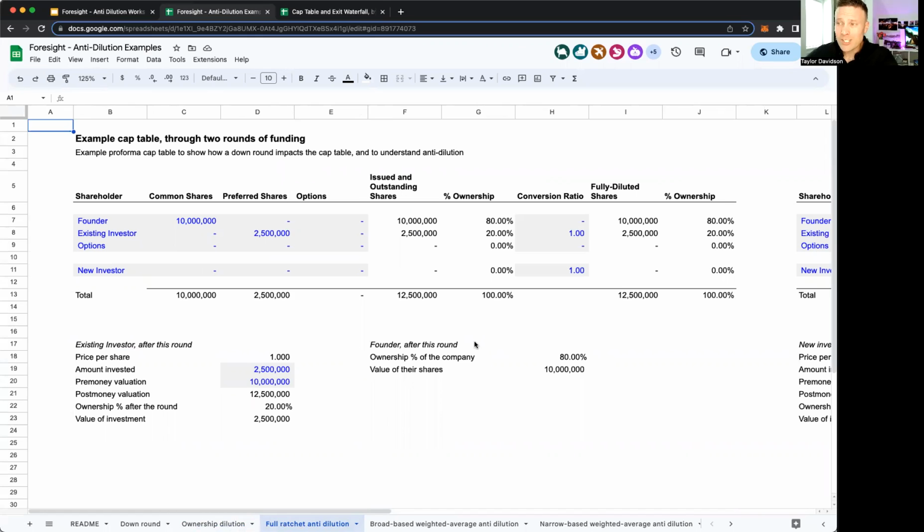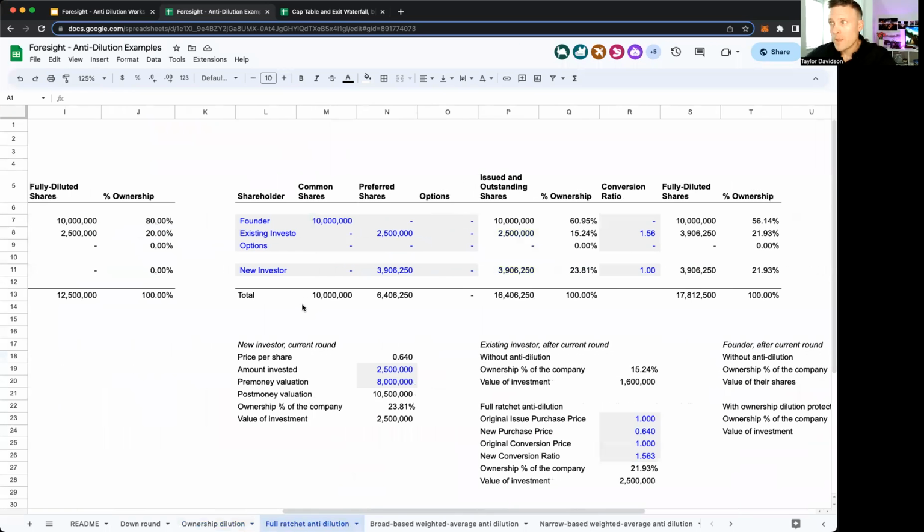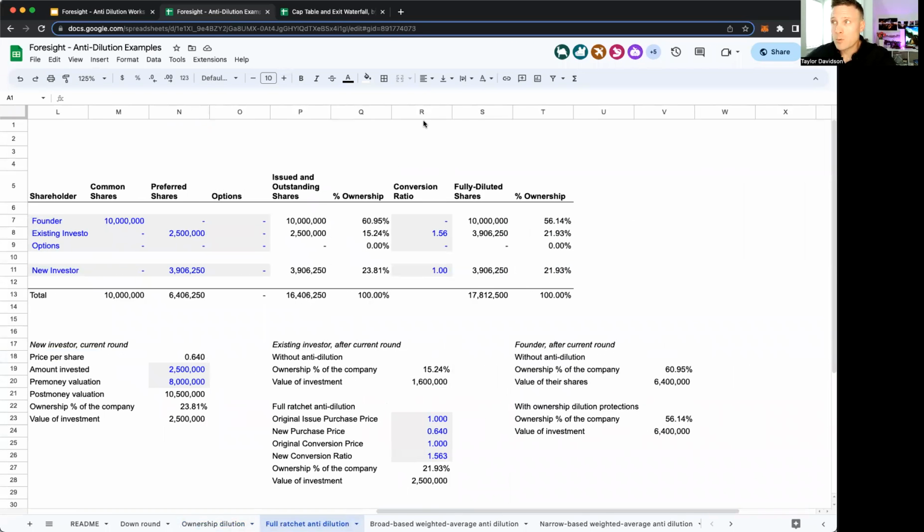So full ratchet anti-dilution goes through the same exact setup here, pre-financing, pro forma. Now the big difference in the pro forma in this case is that we're changing the conversion ratio. We're not changing the number of shares issued to them, but we're changing the conversion ratio. So now there's a difference between the issued and outstanding and fully diluted shares because of this conversion ratio. In this scenario, I'm breaking out the calculations right here.